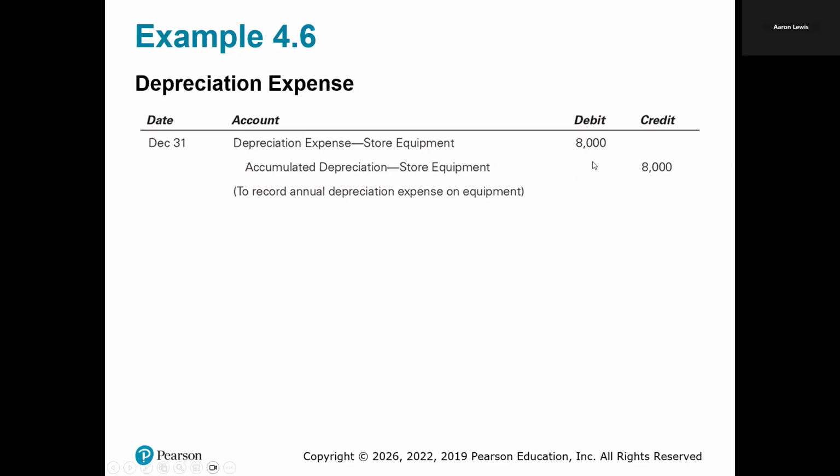How do you find the number? Well, there's a bunch of different depreciation methodologies. You've seen some of them already in your accounting studies. You're going to see some more of them before this class ends. But for this case, let's just say that somebody used a method, any one of them, and determined that our store equipment has lost $8,000 in value. Well, we'd have to debit depreciation expense for 8,000, credit accumulated depreciation for 8,000.